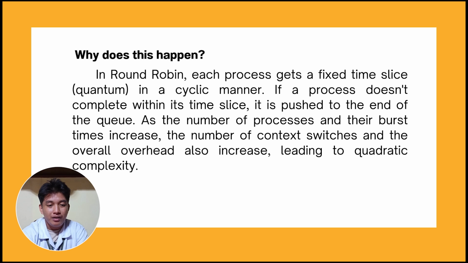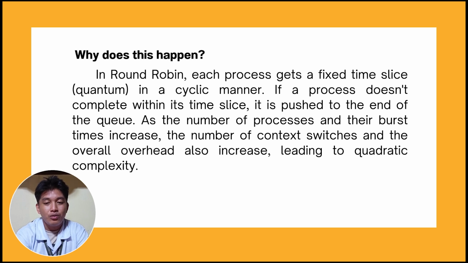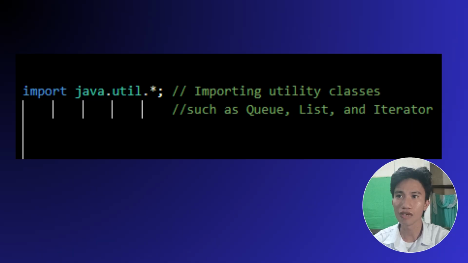Why does this happen? In round robin, each process gets a fixed time slice in a cyclic manner. If a process doesn't complete within its time slice, it is pushed to the end of the queue. As the number of processes and their burst time increases, the number of context switches and overall overhead also increase, leading to quadratic complexity. Let's now walk through the complete round robin scheduling simulation in Java, step by step.